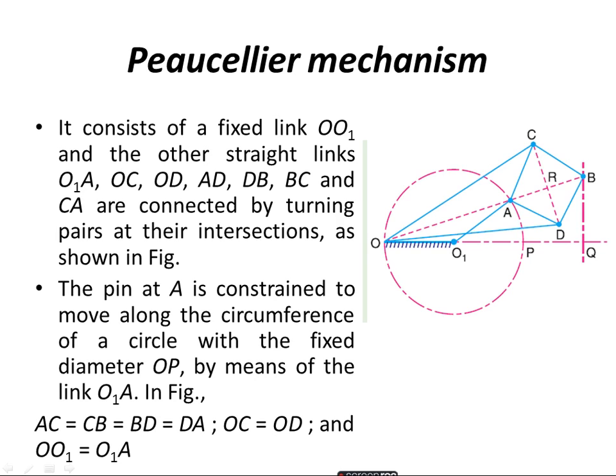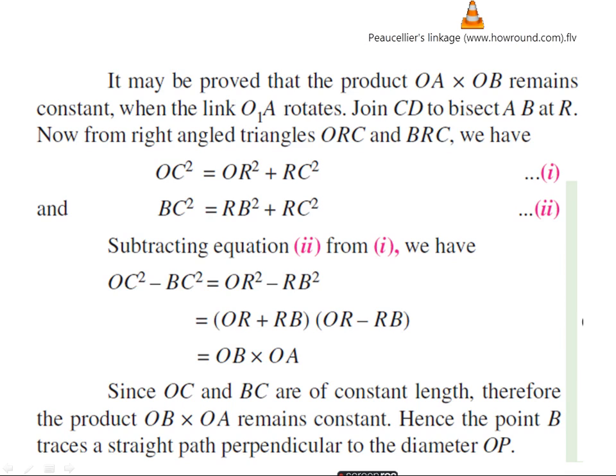This point B and B to Q will form a straight line. You can see the dark pink color here. So this will move in the straight line path. So this is going to rotate here, and this will give you the straight line path. And you can get this by taking an equation again. So it may be proved that the product of OA into OB remains constant.